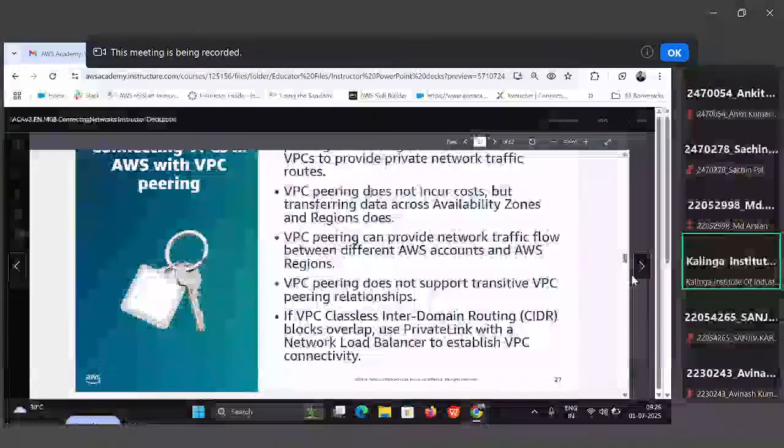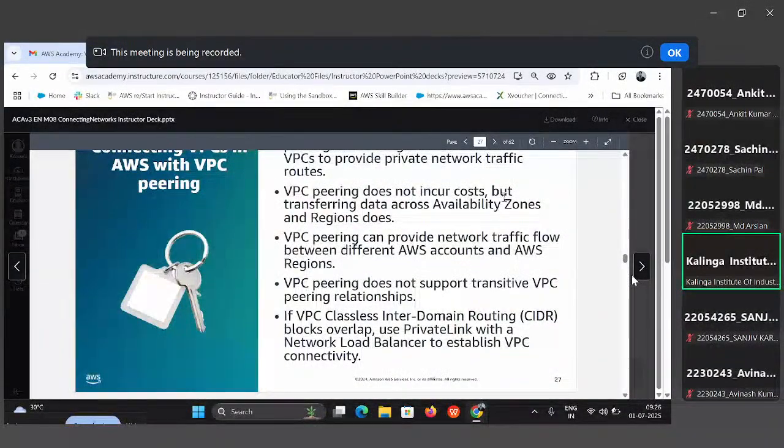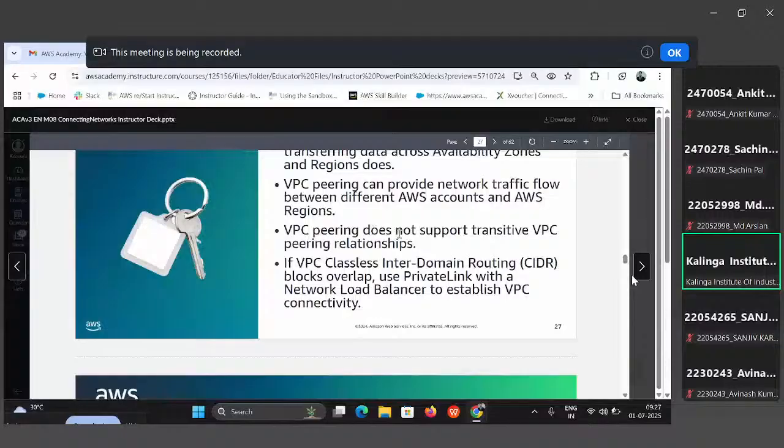Another is, VPC peering does not incur cost, but transferring data across the availability zones and the regions does. VPC peering can provide network traffic flow between different AWS accounts and AWS regions that we have seen already. VPC peering does not support a transit VPC peering relationship. Okay.